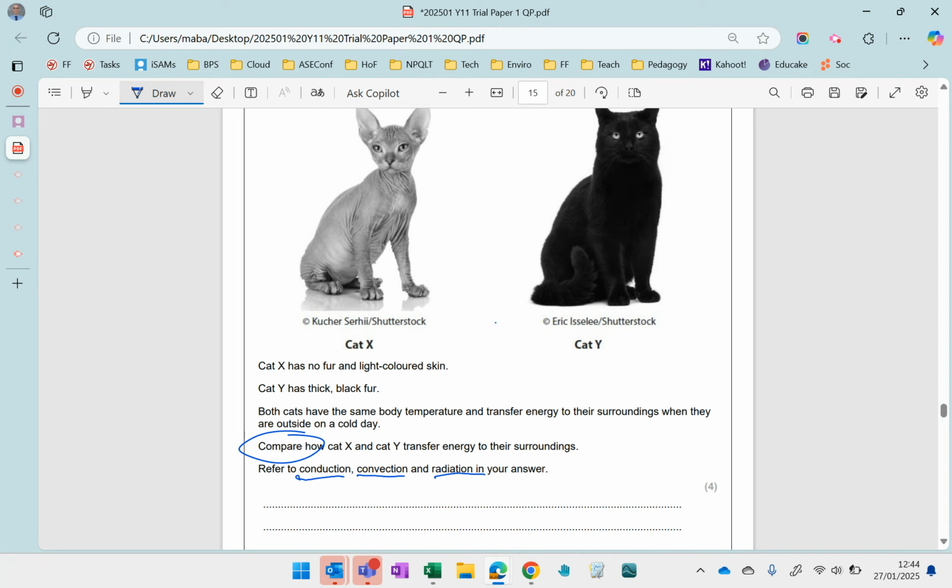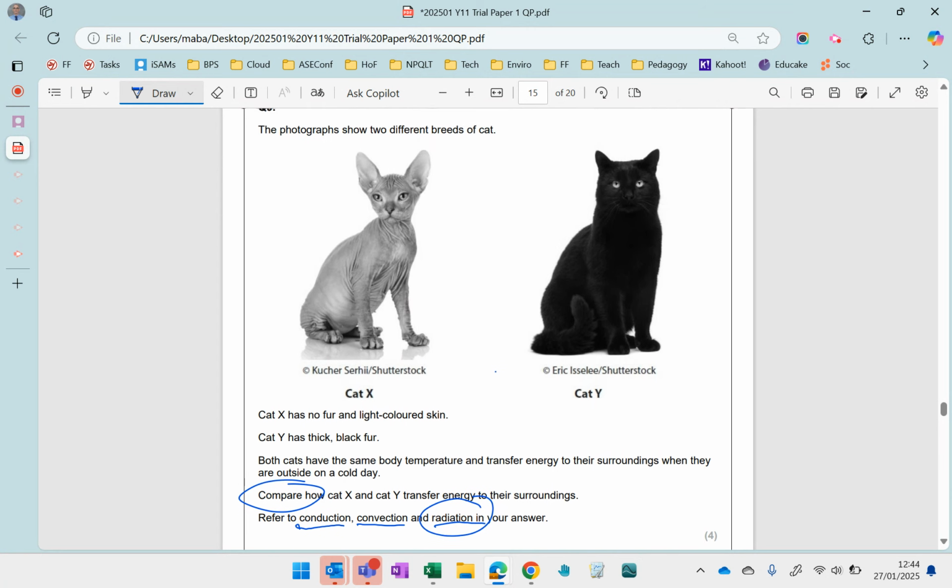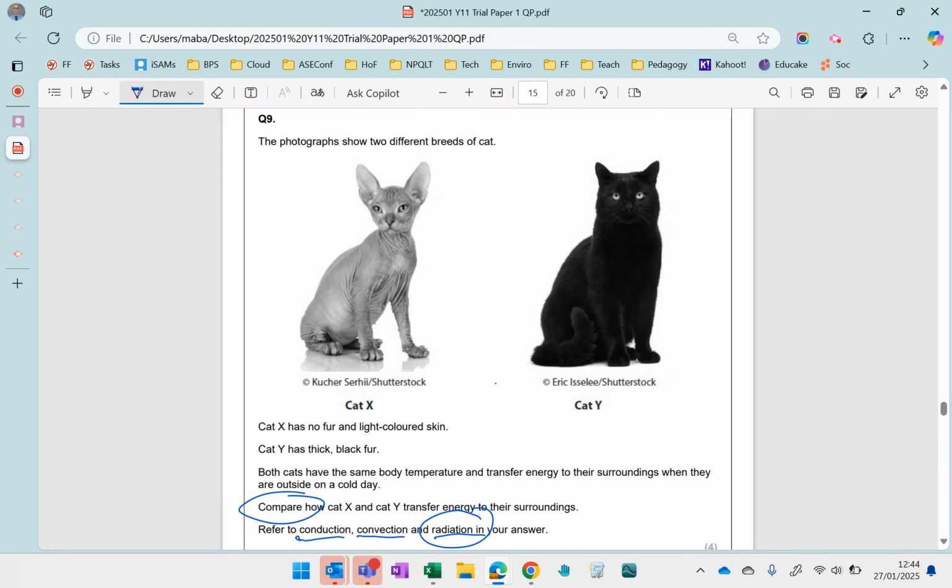So what we want to say is, okay, is there more conduction in X than Y, or the other way around? And then explain why. So for each of those three things, we're comparing, there's more of this in this one than this one, and then we're explaining. So I'm actually going to start with radiation because I think that's the easiest one to explain. Or is it? The first thing you've got to do is work out the direction of flow of heat, before you do anything else.